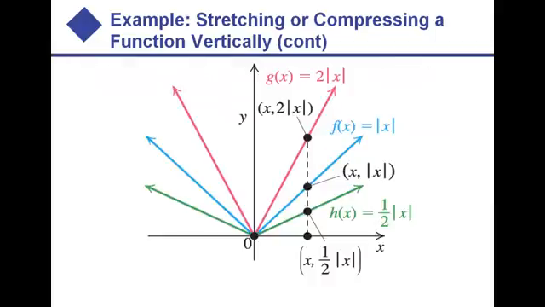Best thing is just look at some pictures. The blue one, that's our general absolute value. The red one is when you multiply by 2, and the green one's when you multiply by 1/2. So you can see how the red one is being stretched, is being pulled up. It's now thinner and taller, and the green one's being squashed, right? It's shorter and wider. And that's what happens.